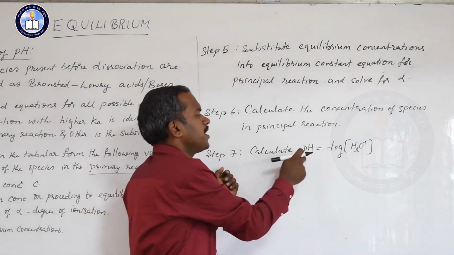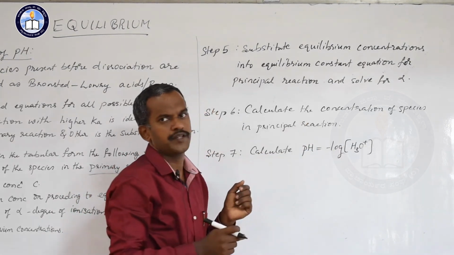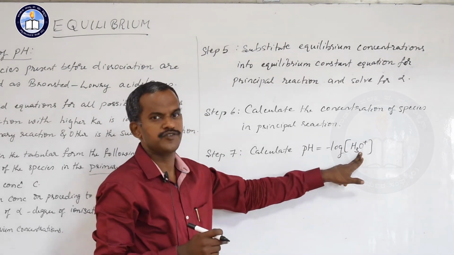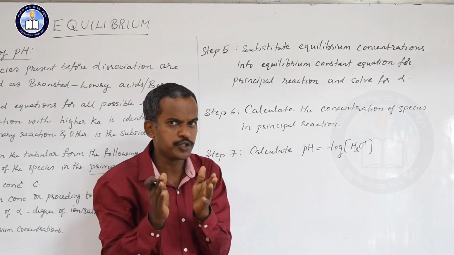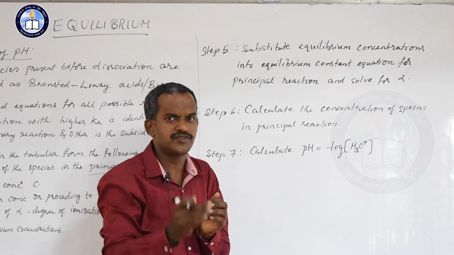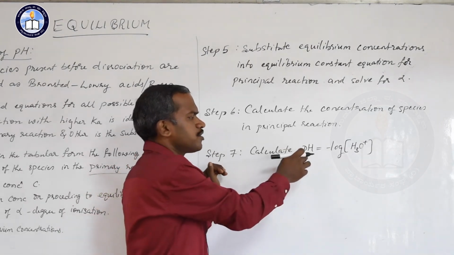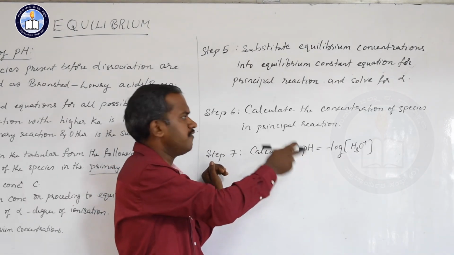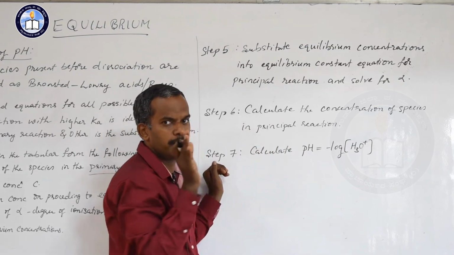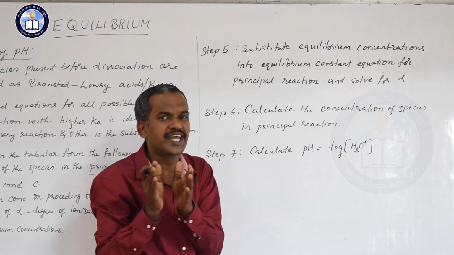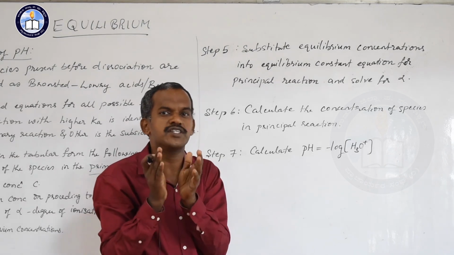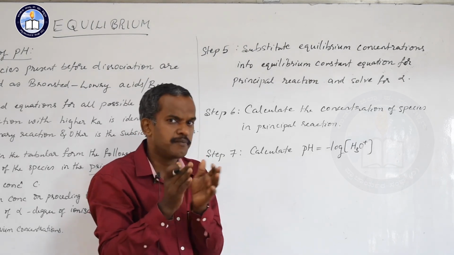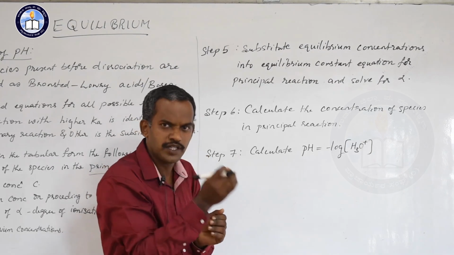So calculate the pH in the form of a negative logarithm to the base 10 of hydronium ion concentration. I hope you understood. There are 7 steps in the procedure for calculation of pH for a weak acid or weak electrolytes. The major thing here is, based on the Ka values, you have to predict which is the primary reaction. After balancing the equation, we consider only the primary reaction.